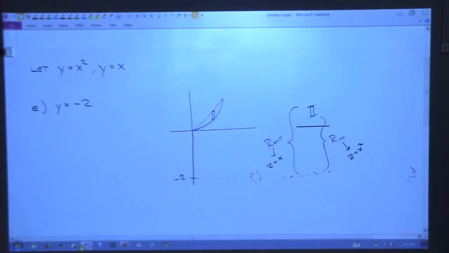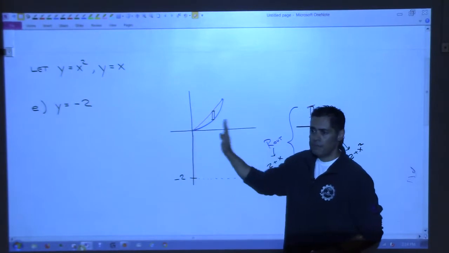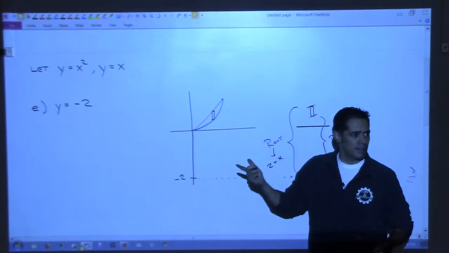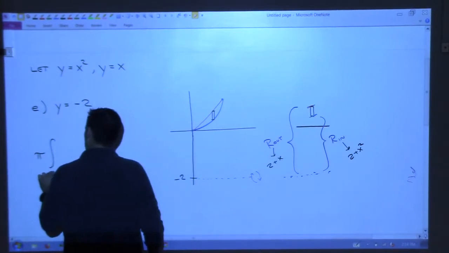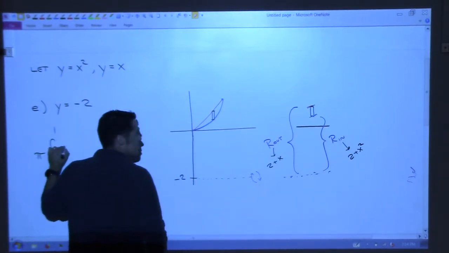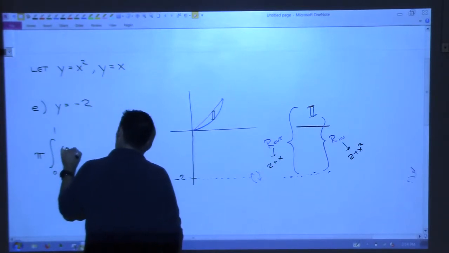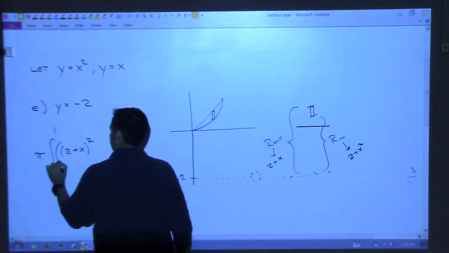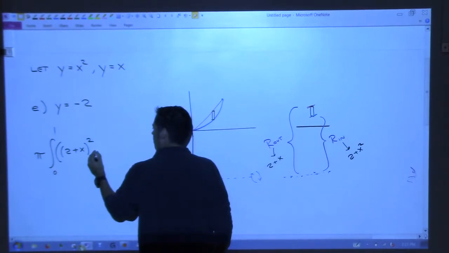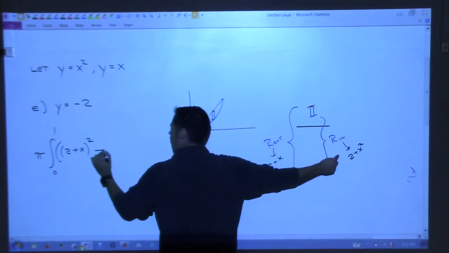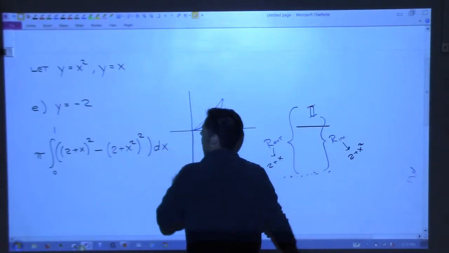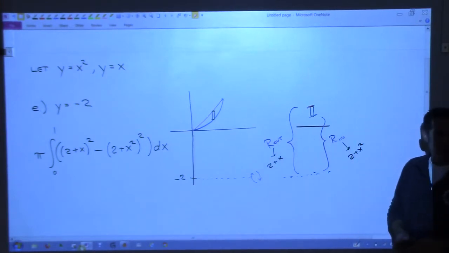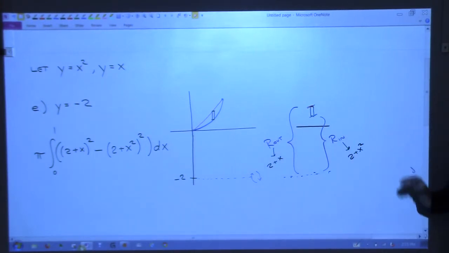All right. We're still going to integrate from 0 to 1. It's still going to be dx, and we're going to have pi out front. Pi, integral, 0 to 1, outer radius, 2 plus x, squared, minus inner radius, 2 plus x squared, squared, dx. And again, you could expand those out, figure out what they are, and then integrate term by term. So we wouldn't need any techniques of integration for this, would we?